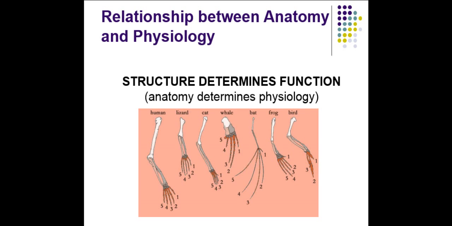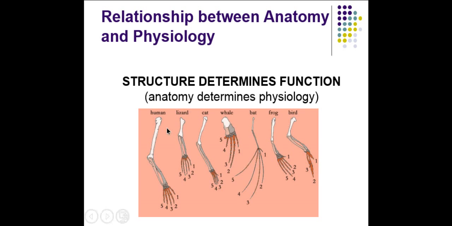So if we look at this slide right here, at this little picture, we have a human arm and a lizard arm and a cat arm, a whale fin, bat wing, frog limb, and a bird wing. So very different anatomical structures for the forelimb of an animal or whale or bird or what have you. And these different structures are going to determine their different functions.